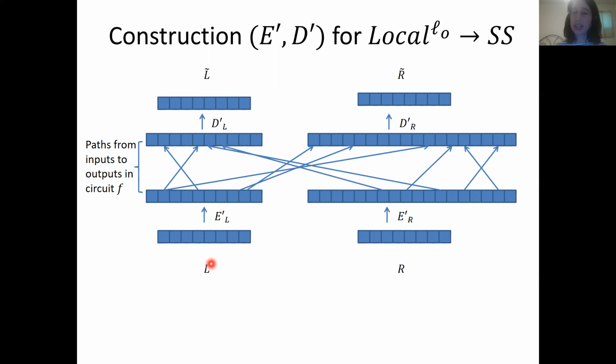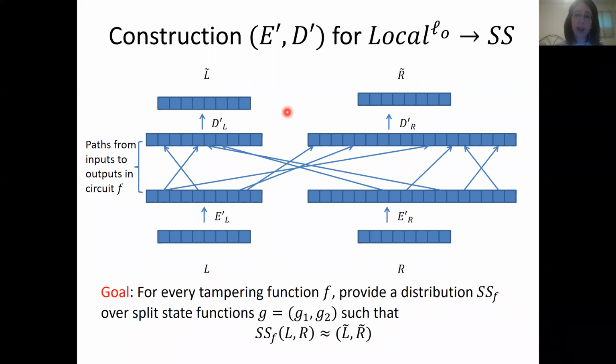Okay, so let's try to get some idea for how we can leverage split state in order to get a result for local. What I've drawn here is the real experiment. In the real experiment, we get a split state code word, LR, and we're going to apply E prime, which is also split state. This is the non-malleable reduction for local to split state. Then we're going to apply the tampering function over here. And then we will apply the decode function, D prime, which is also split state. And we will get L tilde and R tilde.